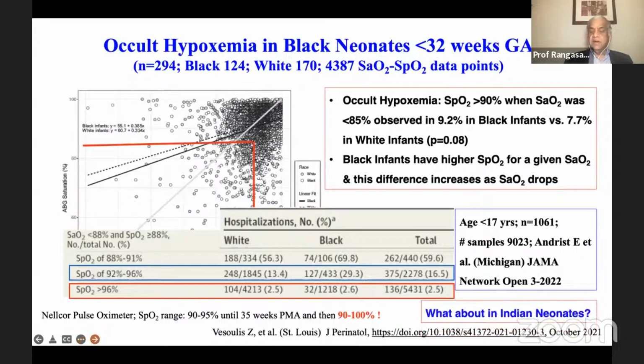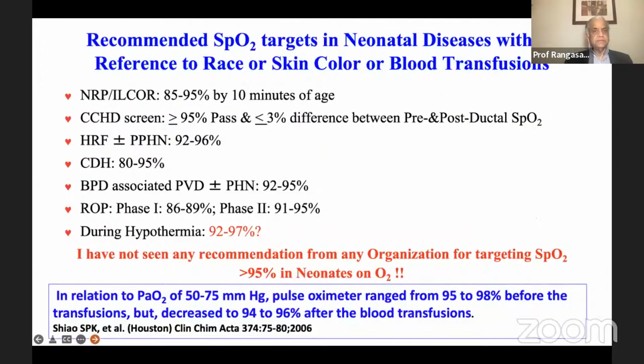So what about in the Indian neonates with the different skin pigmentation? I think one of you should do this study looking at the effect of pulse oximetry based on the pigmentation of the babies. So what are the recommended saturation targets?